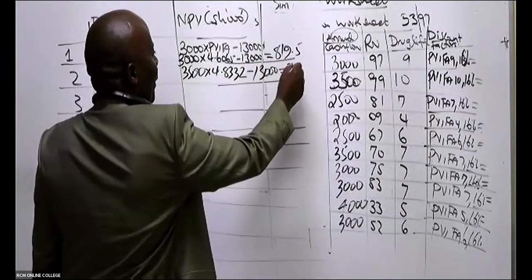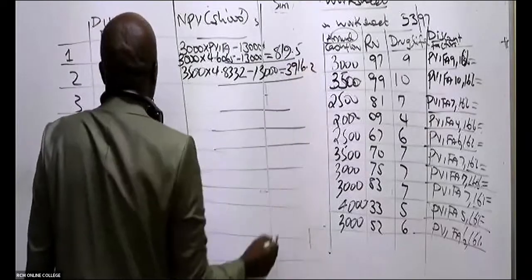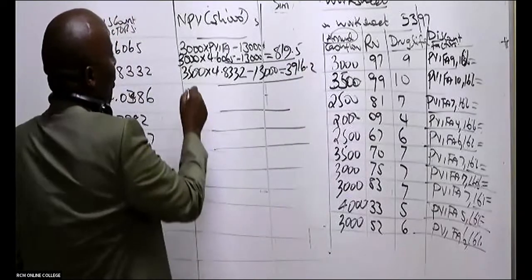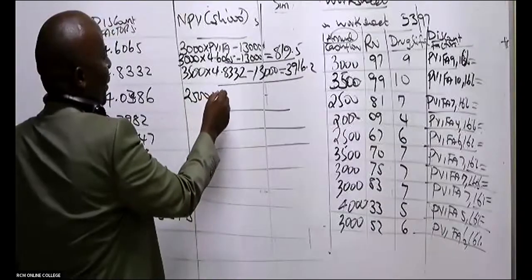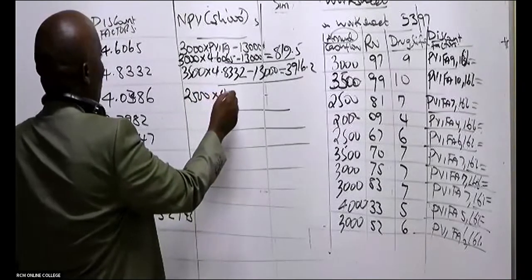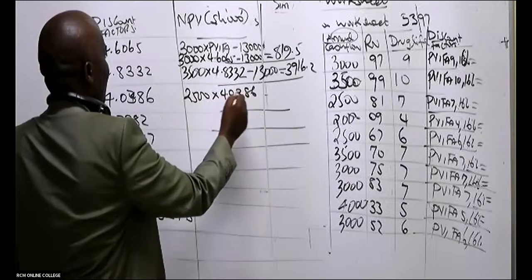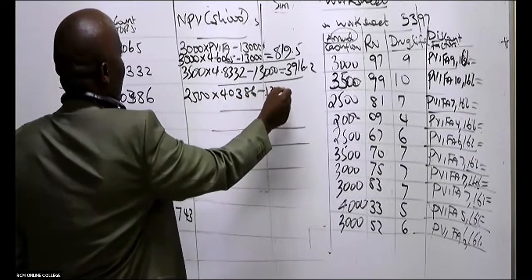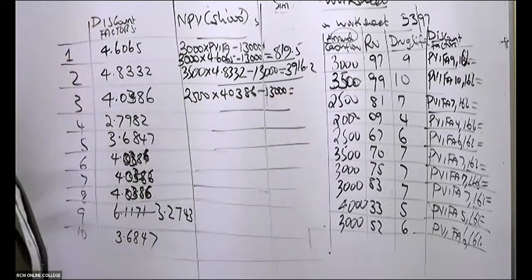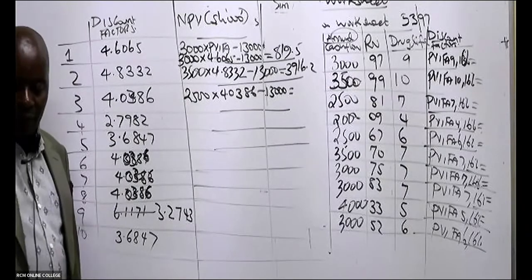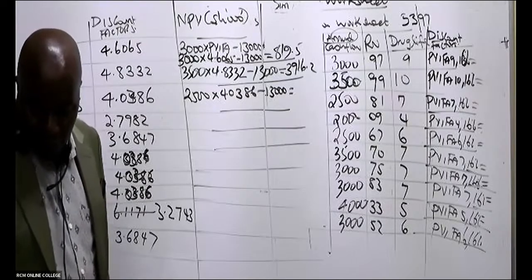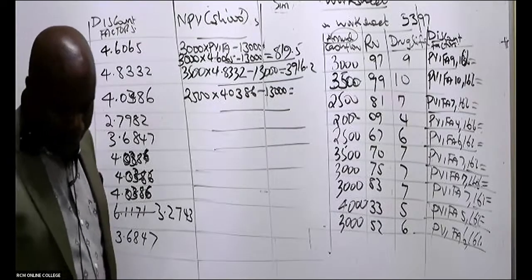3916.2. From there, we have a third one. So 2,500 times 4.386 minus 13,000, which will end up giving us what figure? The third one. How I wish I had a ninja who can just give me all the numbers. So according to Lincoln, it's minus 2903.5.